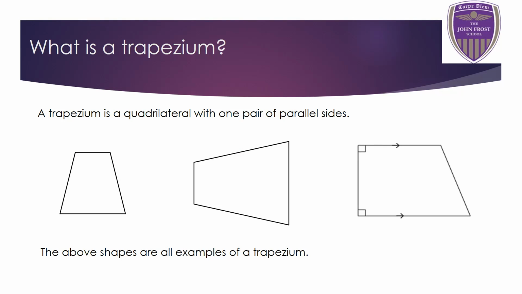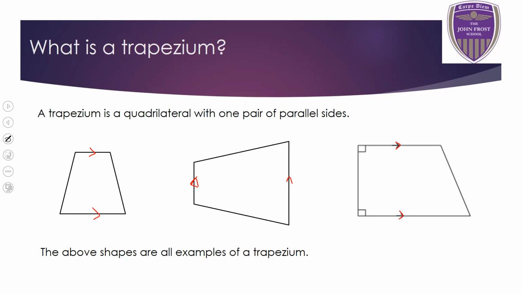Okay, so a trapezium is a quadrilateral. So it's got four sides with one pair of parallel sides. So it's a four-sided shape with one pair of parallel sides. The three shapes that I put there are all examples of a trapezium. For this one, these two sides are parallel. The other two are not. On this one, these two sides are parallel. The arrows are already on this one. And this is a different type of trapezium because it's a right-angled one.